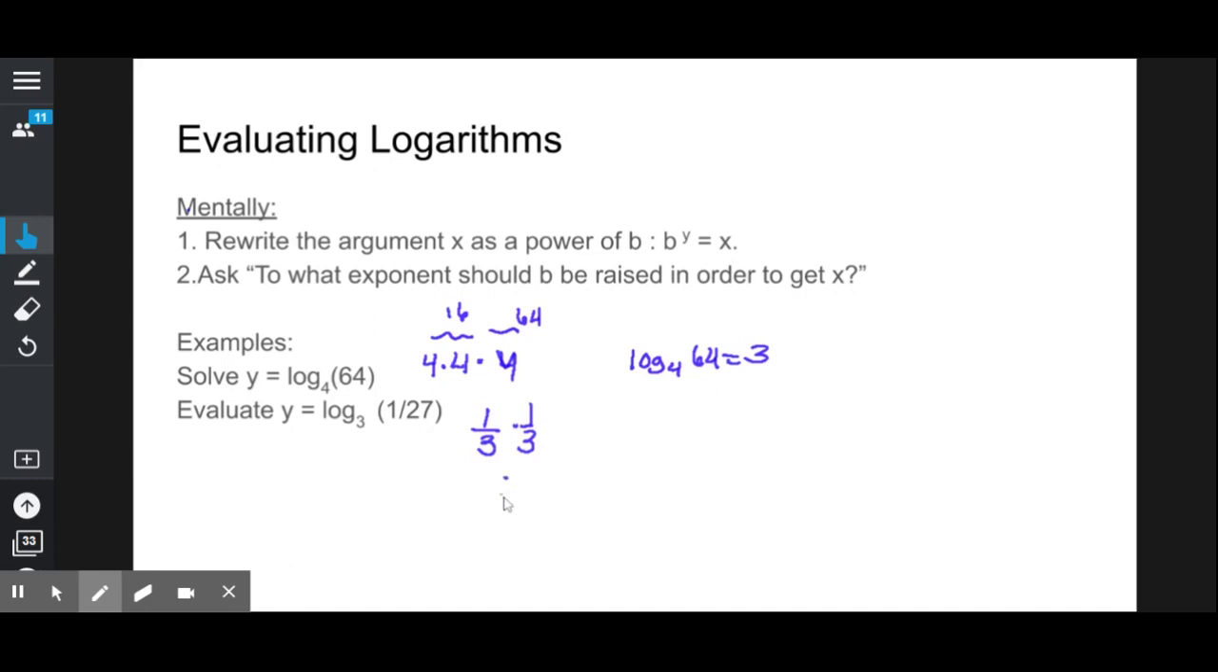That'll give us 1 over 9. And times 1 over 3 again, that gives us 1 over 27. So we can see that log base 3 of 1 over 27 is going to be negative because it was inverted. So negative, and we did it 3 times, so negative 3.